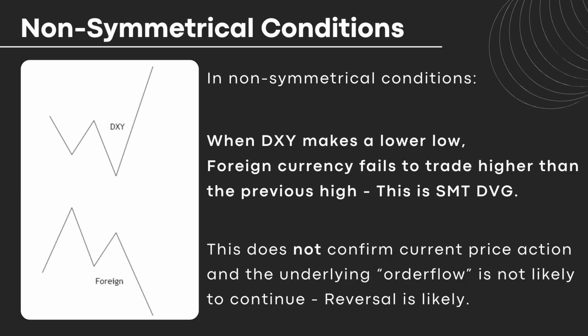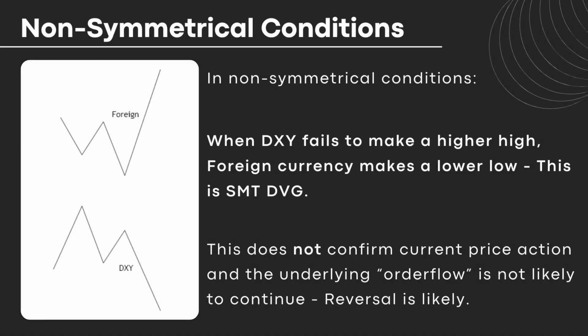Because now the market has shown non-symmetry and the strength of the underlying order flow has decreased significantly and reversals are potentially underway, right? So another scenario for non-symmetrical market condition would be the following: when DXY fails to make a higher high, foreign currency makes a lower low.